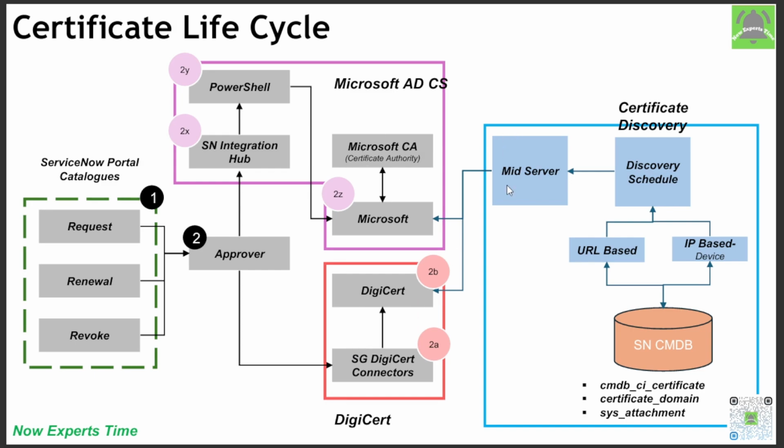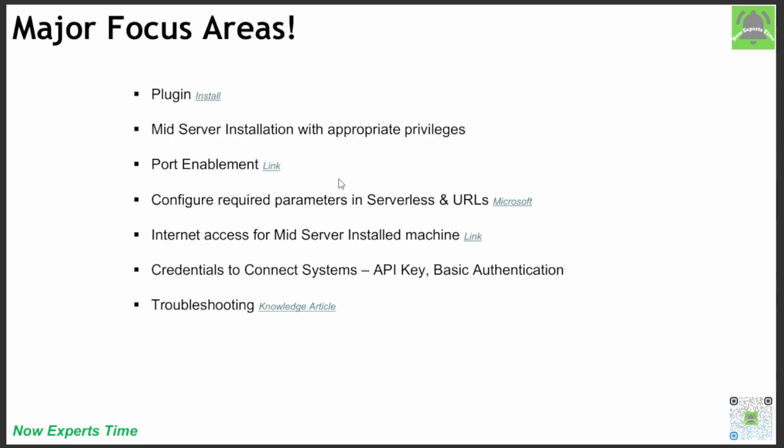So remember one point. I'm just dividing this into two portions. Discovery is a separate portion, and these integrations with respect to your request, renewal, and revoke scenario are a separate portion. If this is clear, then you can easily enable this end-to-end certificate lifecycle management in your business landscape. Major focus areas, as per my hands-on experience, these are the things that are pretty important. So the plugin needs to be enabled. Next, mid-server installation with appropriate privileges is required. Port enablement is pretty important because it helps your mid-server to run the patterns.